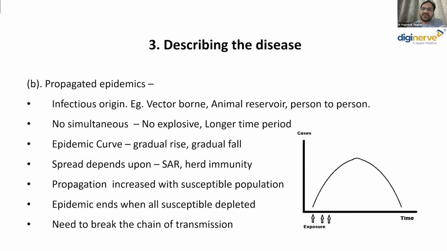Okay. Then propagation increases with the susceptible population. If the population is susceptible, obviously the propagation of the disease will be rapid. And the epidemic ends when the susceptible population is depleted. How? If a disease produces active immunity after the cases, a person who got infected will automatically have active immunity, and we can also immunize the person by vaccination. So it happened with the vaccine in the COVID era.